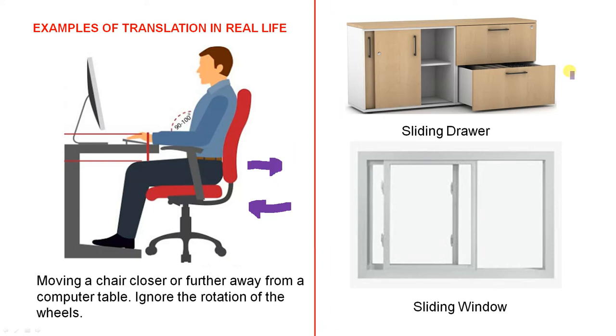Here's another very interesting example of translation. We're all familiar with the sliding drawer. You slide it in, or you slide it out, and you do so in a straight line. The shape and the size of the drawer remains the same, so that's an example of a translation. And here is another perfect example, the sliding window. So you can slide the window in that direction, or you can slide it in that direction. It moves in a straight line, so that's a perfect example of a translation.